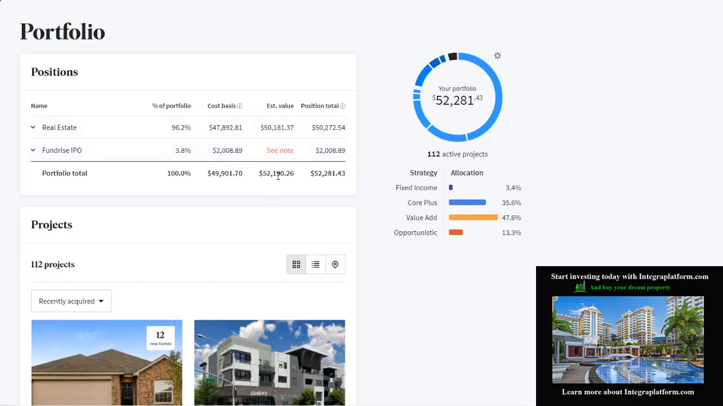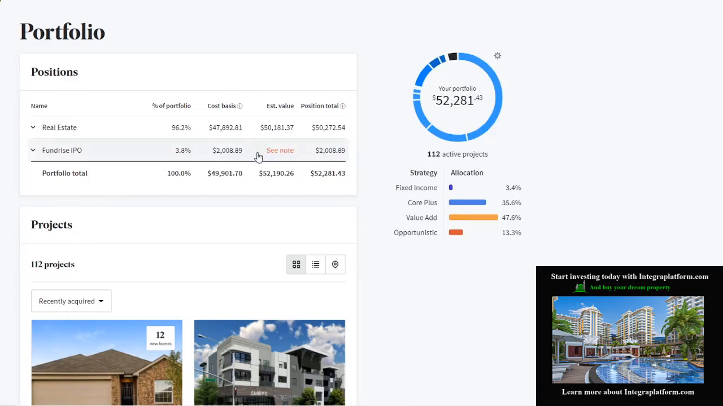Now, you're asking, why would you do that? It's a private company. These shares you cannot sell. No, I cannot. But Fundrise may go public at one point in time. It could be 3 years, 5 years, 10 years, 15 years. But when they do go public, you could sell those shares and make a very large profit.